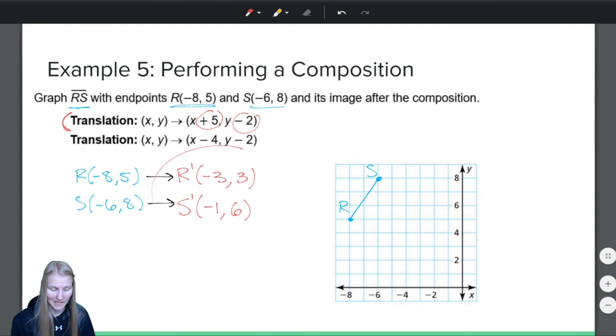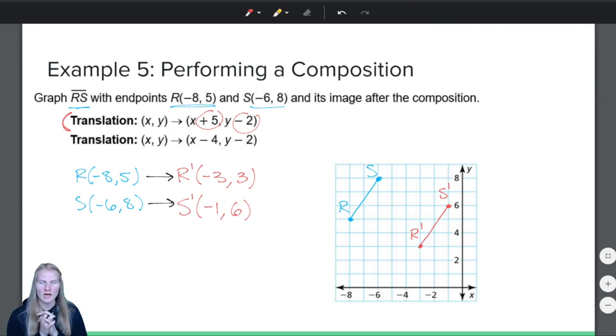Okay, now let's graph R prime and S prime. Negative 3 plus 3, R prime. And S is negative 1, 6. S prime is negative 1, 6.